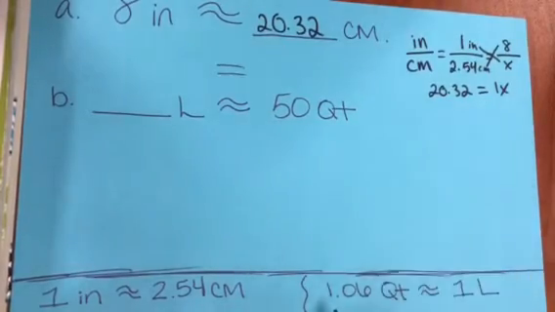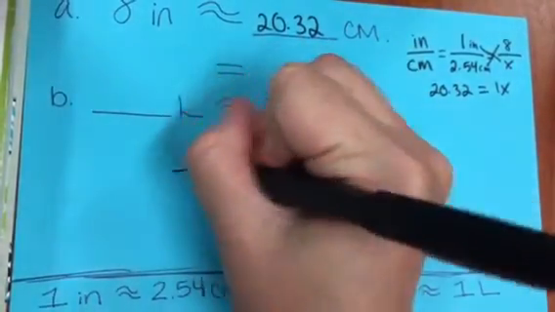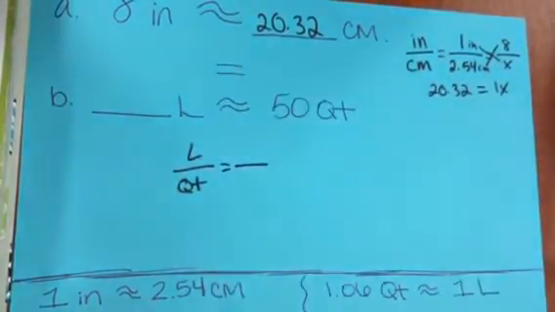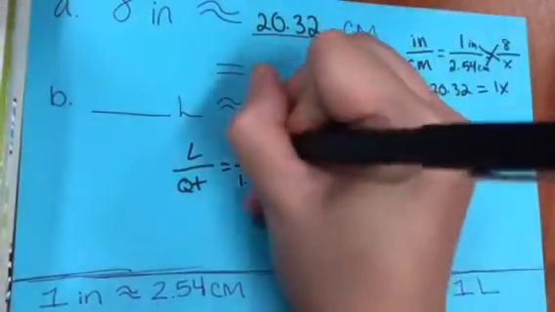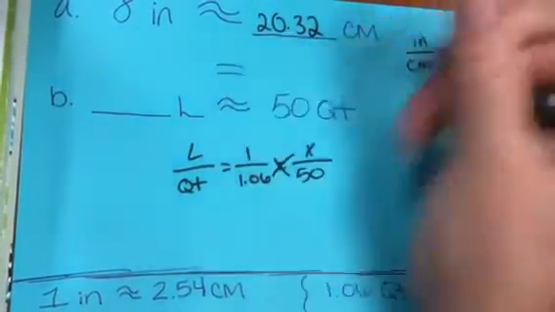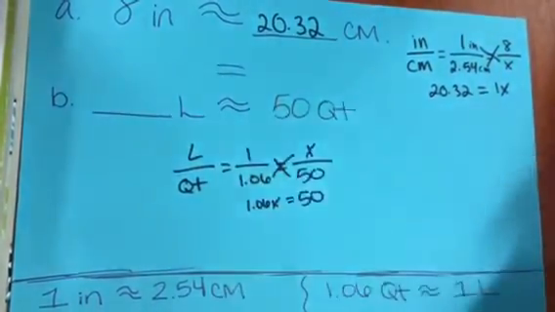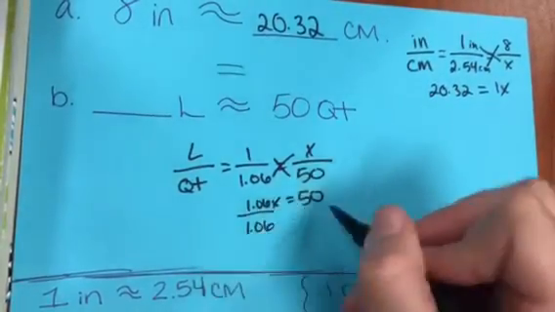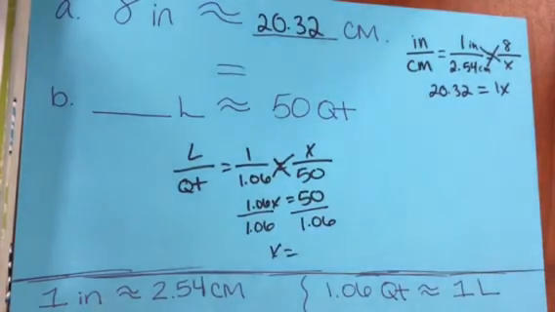Irrational numbers are fun. Now, what is our ratio? What are we comparing? Liters to quarts. So liters over quarts. Okay, we've got 1.06 quarts, so that goes on the bottom. 1 liter over 1.06 quarts equals x liters over 50 quarts. 1 times 50 is 50, and 1.06 times x. We're going to divide by 1.06, divide by 1.06. x equals 50 divided by 1.06. It's close to 47.17.